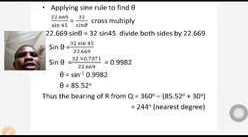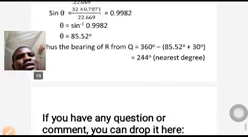Then thus the bearing of R from Q is now what? 360 minus 85.52 plus 30 degrees. So add it together. Now subtract it from 360, you have 244 degrees to the nearest degree.